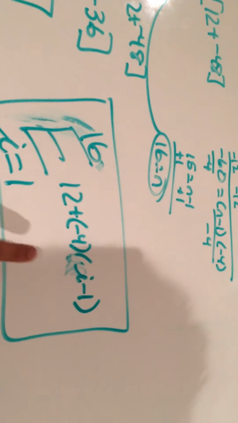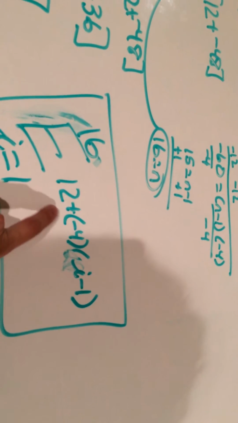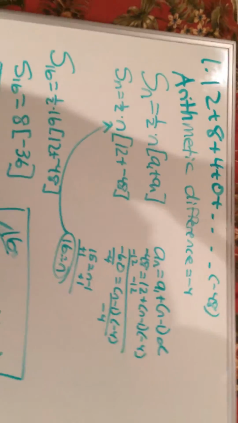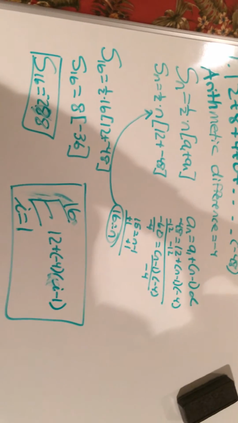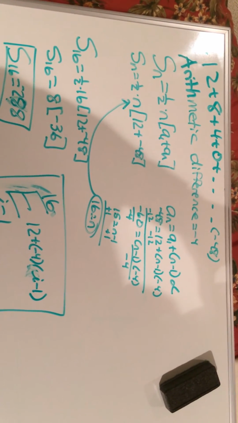What if I plug in 2 for i? 2 minus 1 is 1. 1 times negative 4 is negative 4. Negative 4 plus 12 is 8. So the second term should be 8. We're good, and so on. Let me zoom out to give everybody a panoramic view. And this is level 3, problem number 1.